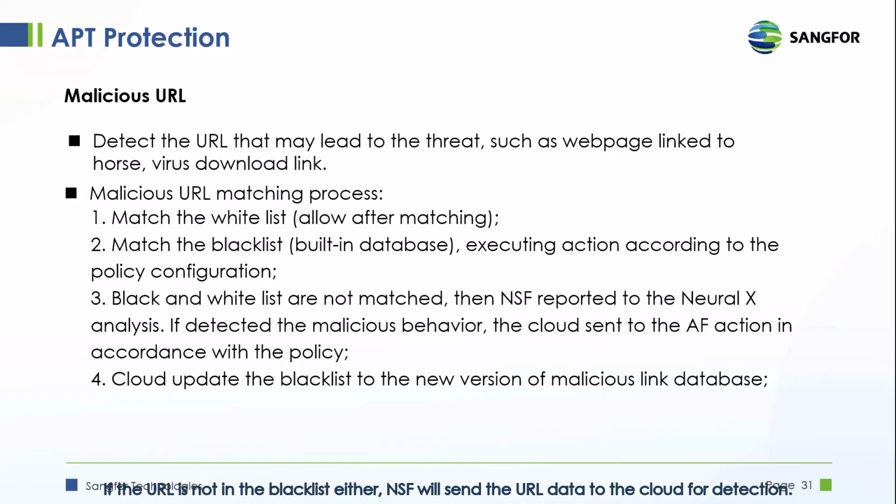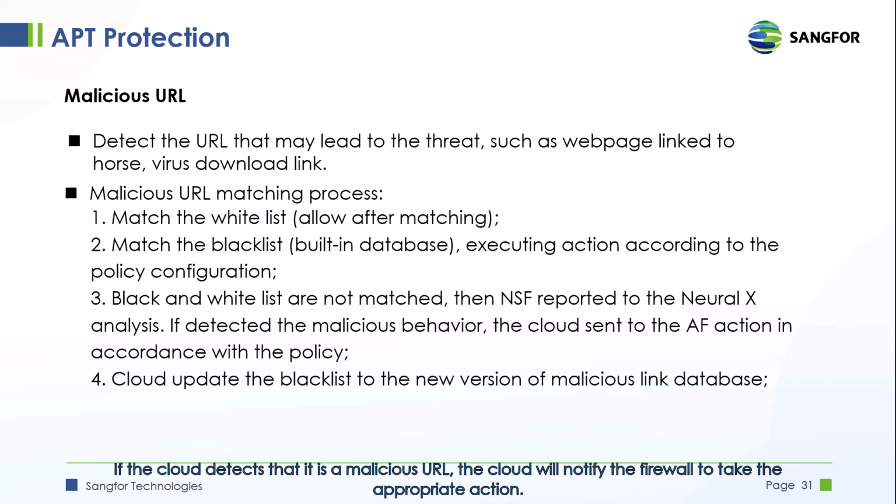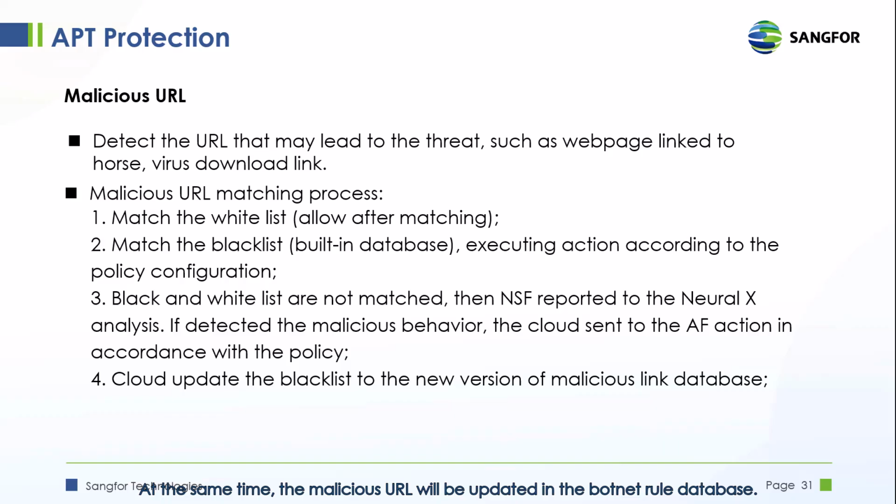If the URL is not in the blacklist either, NSF will send the URL data to the cloud for detection. If the cloud detects that it is a malicious URL, the cloud will notify the firewall to take the appropriate action. At the same time, the malicious URL will be updated in the botnet rule database.